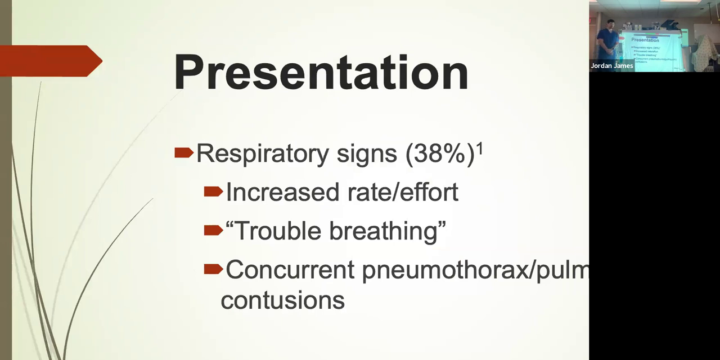A lot of these patients are going to present with respiratory signs, about 38% according to one study. They have an increased rate and effort. A lot of owners will report trouble breathing. They can also have concurrent pneumothorax or sometimes pulmonary contusions if there was significant enough trauma. So it's not all just the herniation that's causing the issue. It can also be lung related or thoracic cavity related. So just important to think about.